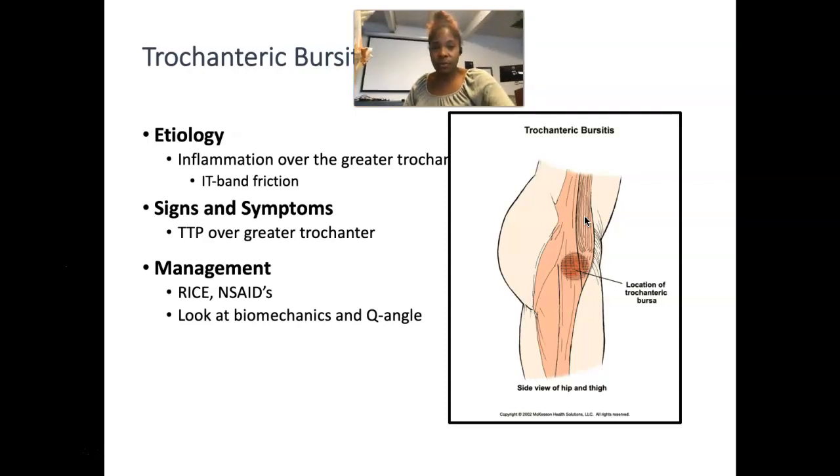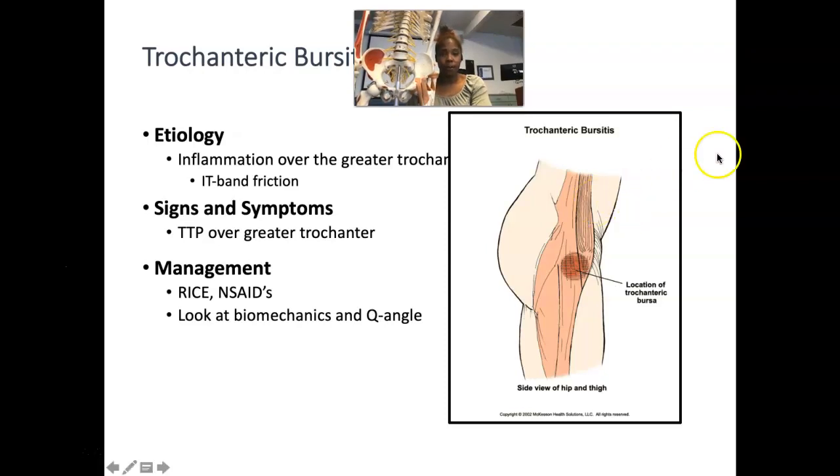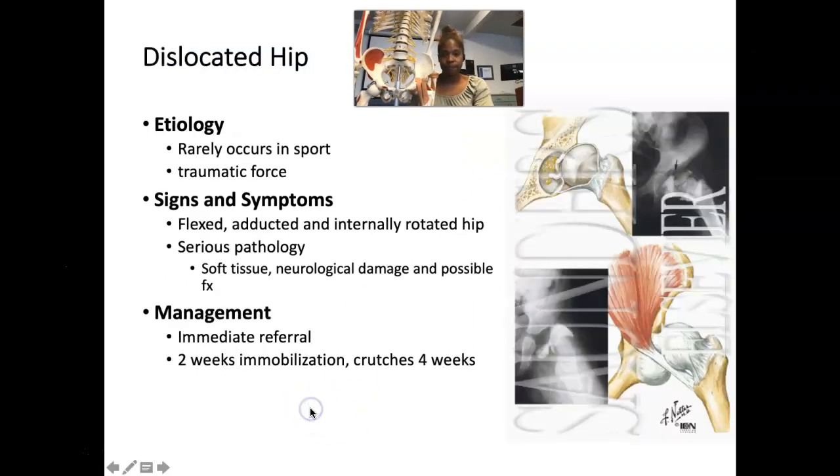So what we want to do is RICE and then NSAIDs, of course. And then the biggest thing with this that I've seen is it's a flexibility issue and a biomechanical issue, right? And so we're talking Q angle here really quick. It's the angle of the hip in relationship to the knee and the pelvis. We know that females typically have wider Q angles, which ultimately sets them up for more injury to the greater trochanter, and they are usually most often plagued by trochanteric bursitis. See it most often in our running sports, in particular in our cross-country student athletes.